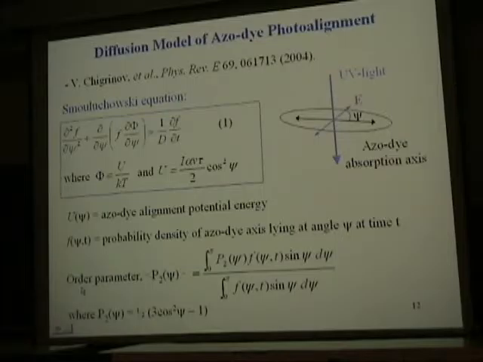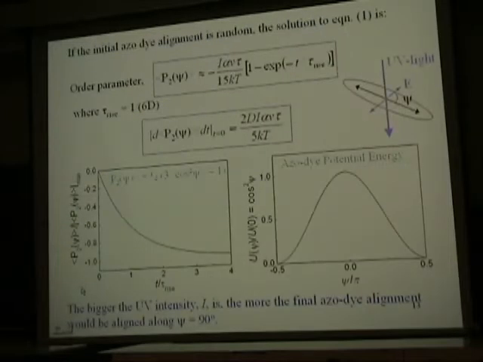For problems like this, it is natural to assume the order parameter to be the statistical average of the second order Legendre polynomial, which takes this familiar form here. Given this formulation, if we know the initial condition, we should be able to solve the order parameter as a function of time. So assuming the azo dye alignment to be random initially, the solution to this Smoluchowski equation is given here, where the plot in the lower left is the plot of this function.